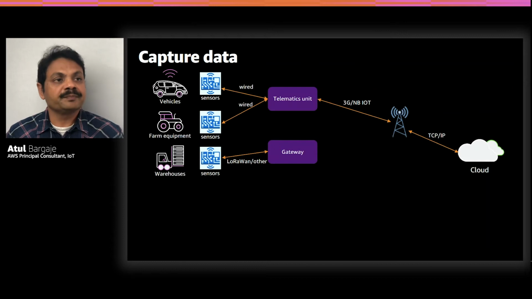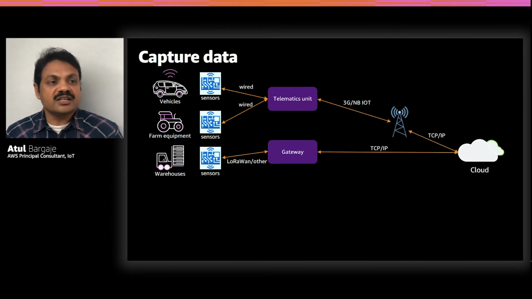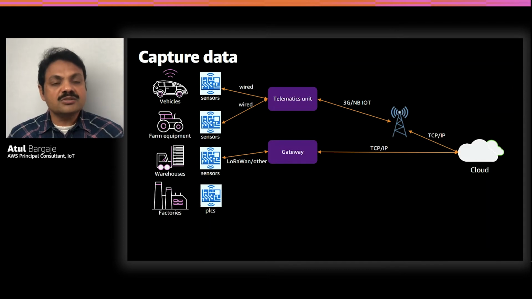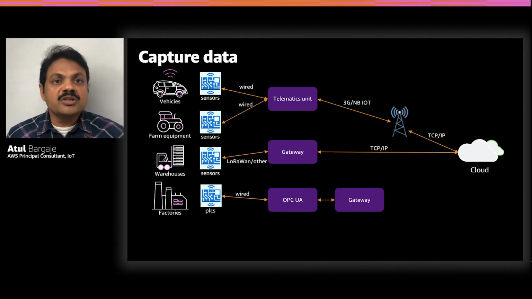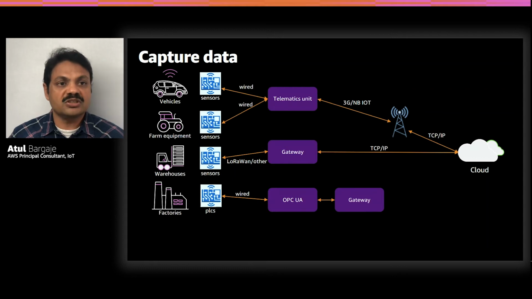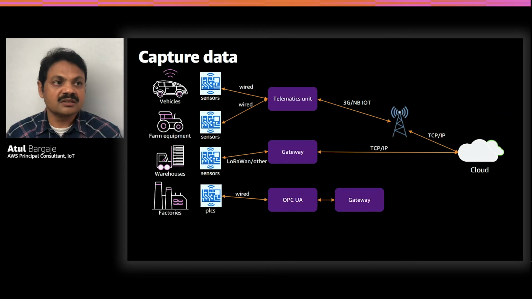AWS IoT. In case of factories, you will have programmable logic controllers. These programmable logic controllers, or PLCs, would be sending data to OPC UA servers. Now, you'll need some gateway to do protocol conversion. AWS IoT Greengrass with SiteWise can be that gateway to do the protocol conversion from OPC UA and send data to AWS IoT to capture your data.